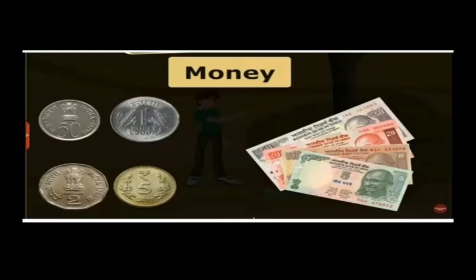Today we are going to learn chapter 11, Money. Money is a medium of exchange. It is a way of payment made for the goods and services used. We use money to buy and sell goods.